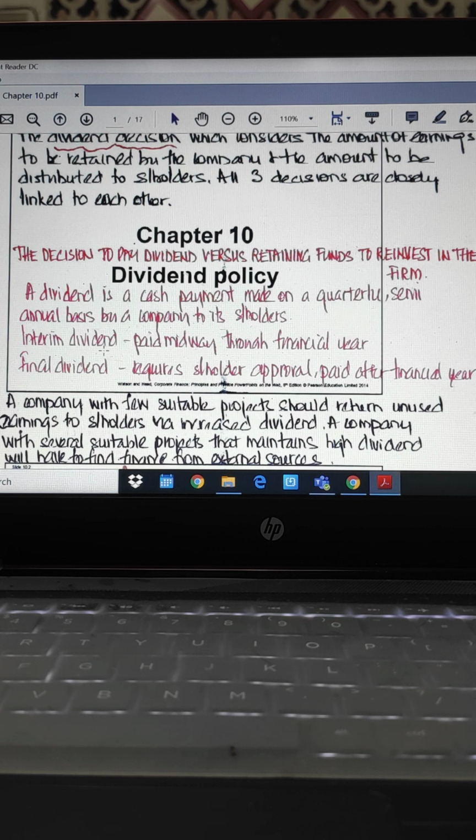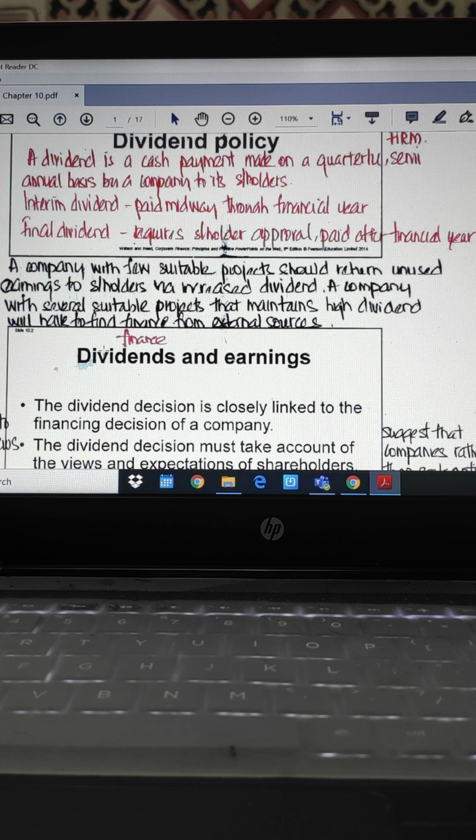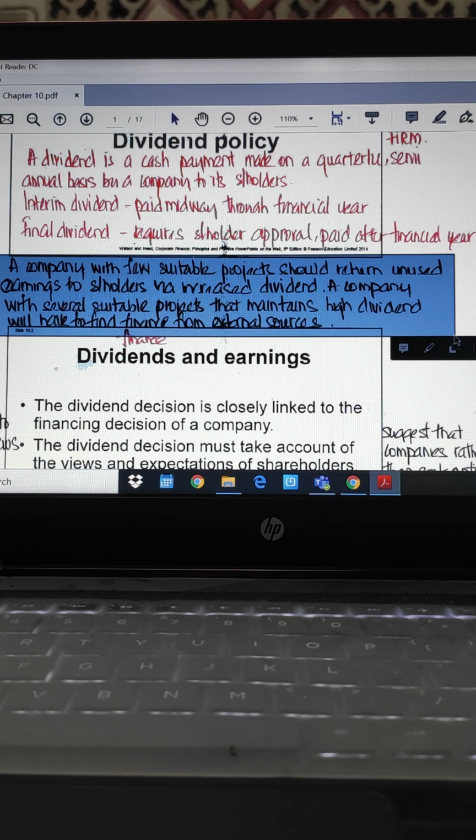In the next slide, dividends and earnings. Before I move on to that, I want to highlight this point here. A company with few suitable projects should return unused earnings to shareholders via increased dividend. A company with several suitable projects that maintains a high dividend policy will have to find finance from external sources. Take for instance Toto. Toto has got very good profits, and because they have very few projects in mind, Toto returns unused earnings to shareholders through increased dividends.